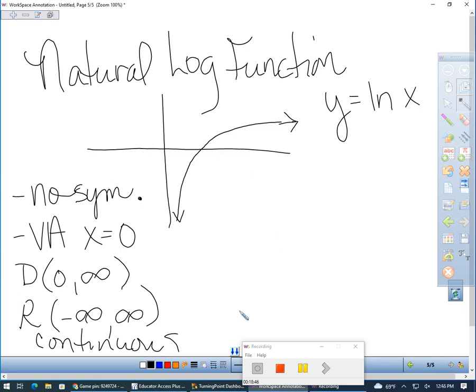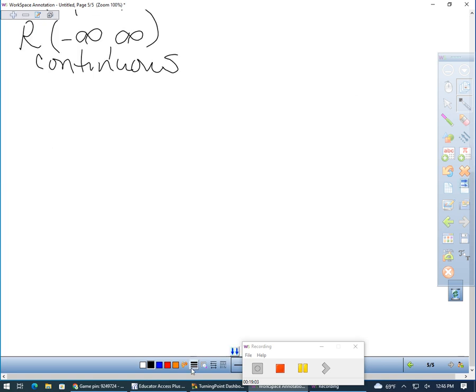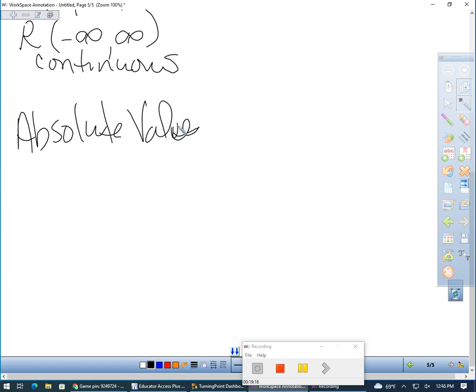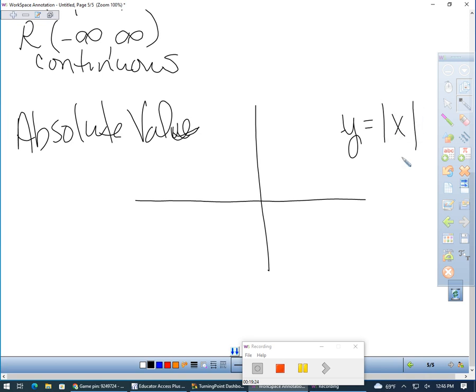All right. Number 8. You guys are doing great. Function number 8. Let's go with the absolute value. Oops, value. I can't spell. Sorry. Absolute value. That would be y equals the absolute value of x. What did that one look like? A V. Very good. It's a V.